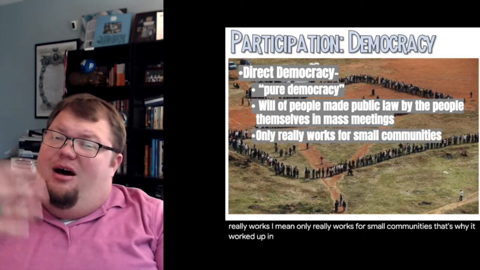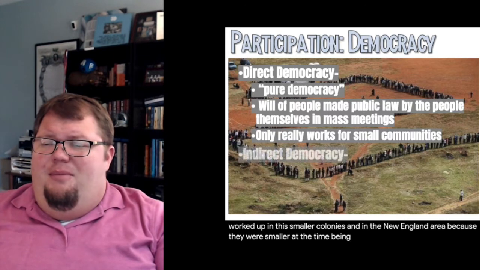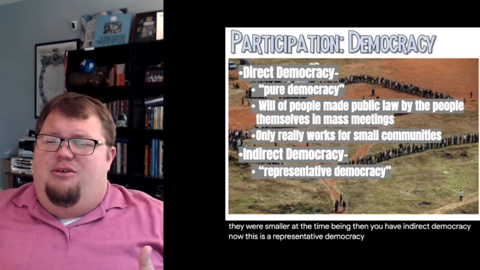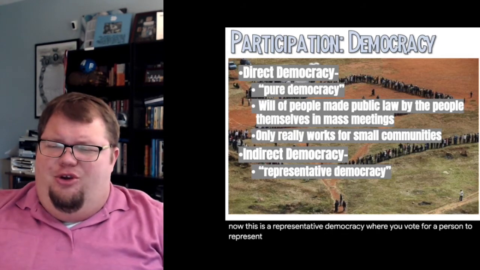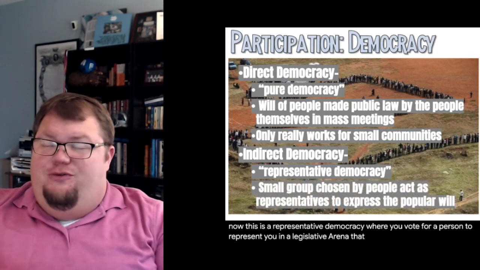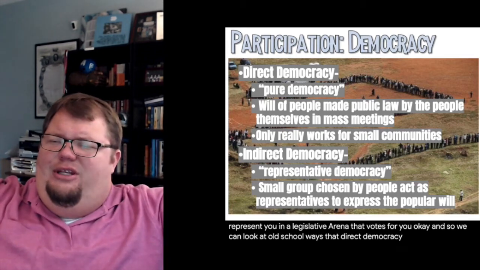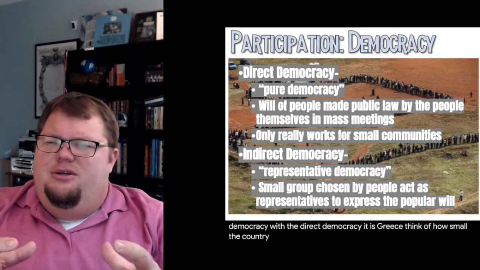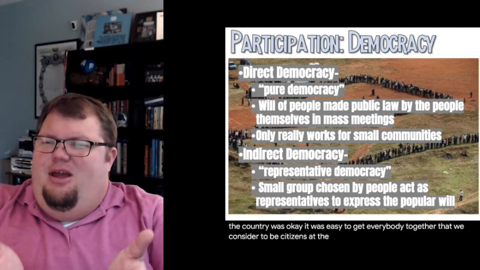That's why it worked up in the smaller colonies in the New England area, because they were smaller at the time. Then you have indirect democracy. Now, this is a representative democracy, where you vote for a person to represent you in a legislative arena that votes for you. We can look at old school ways of direct democracy and indirect democracy. With direct democracy, it is Greece. Think of how small the country was. It was easy to get everybody together that were considered citizens at the time to vote.